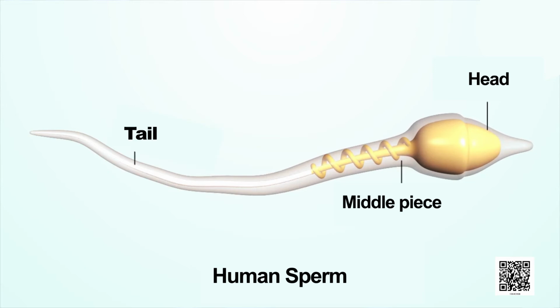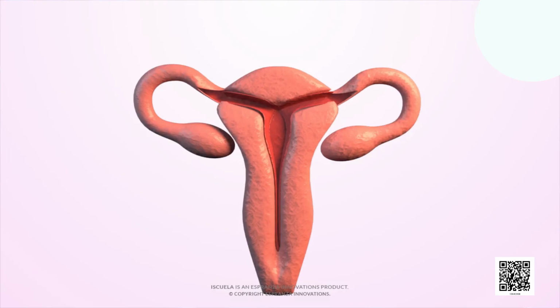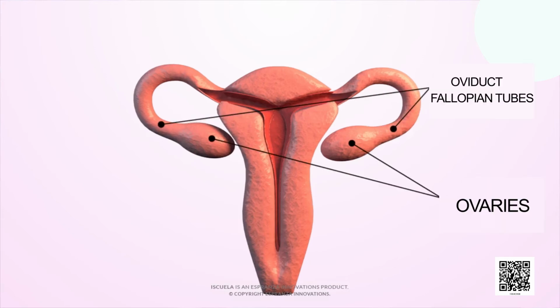Indeed, each sperm is a single cell with all the usual cell components. Female reproductive organs. The female reproductive organs are a pair of ovaries, oviducts or fallopian tubes, and the uterus.